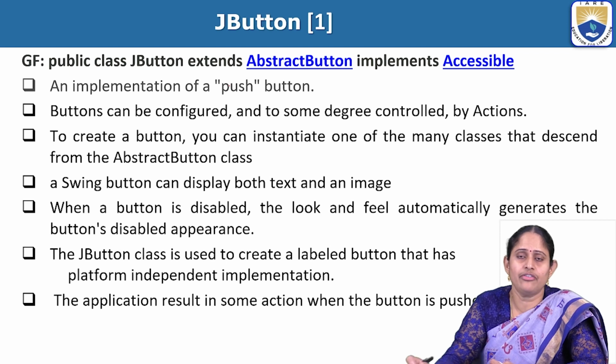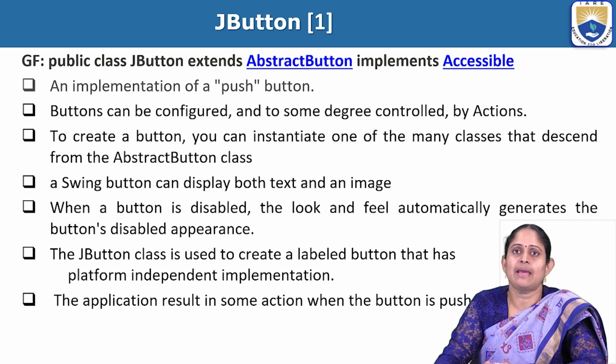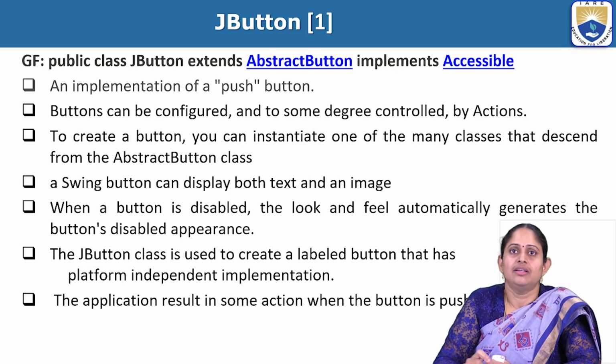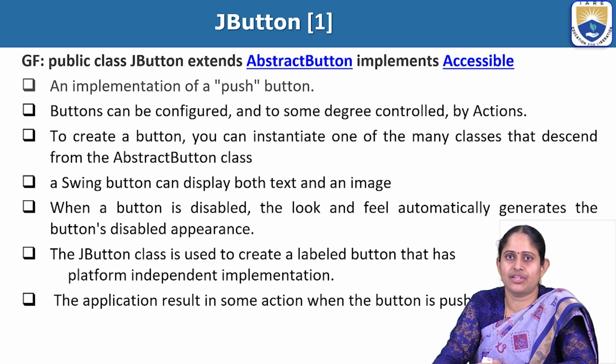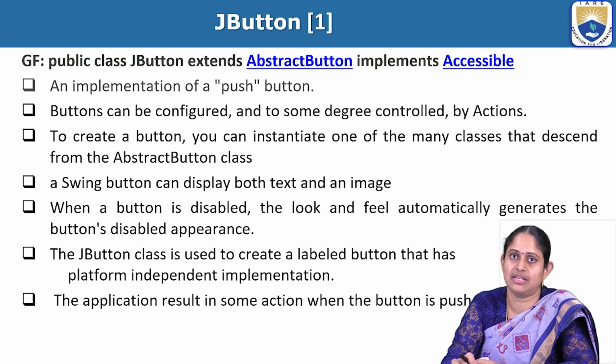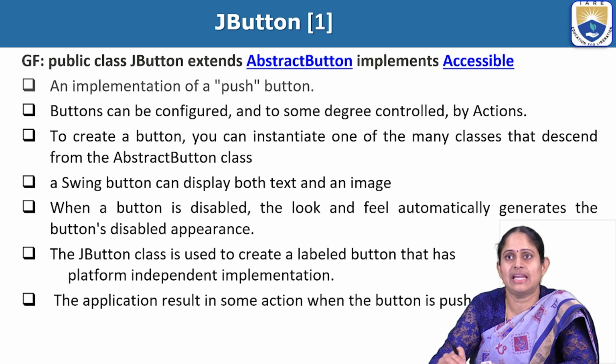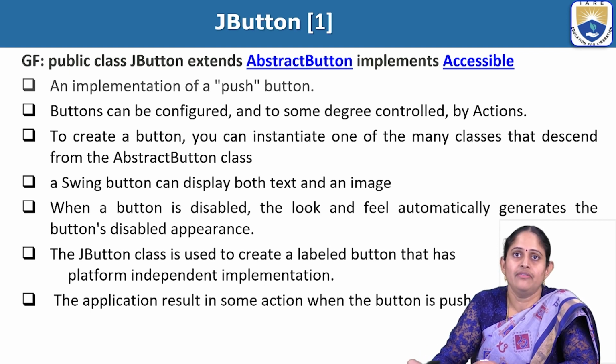Its general form is public class JButton extends AbstractButton implements Accessible. This is an implementation of push buttons. These buttons can be configured to some degree, controlled by an action. That means for these buttons, we can provide some actions, like when we press the button, a text is displayed or some other operation is performed. We can define all those things over a button.